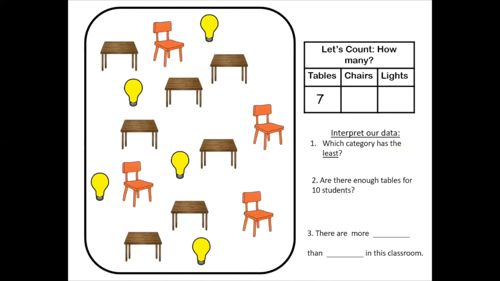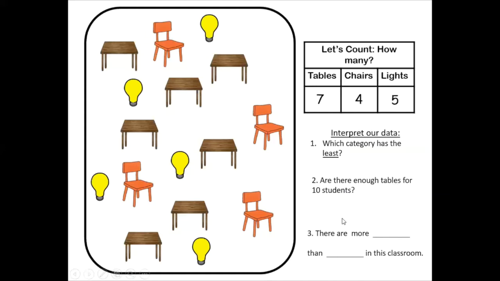How many chairs do you see? Count them up. See, 1, 2, 3, 4. Did you get 4? Great job. Okay, how many lights? 1, 2, 3, 4, 5. Great job, agent. Did you count 5 lights?